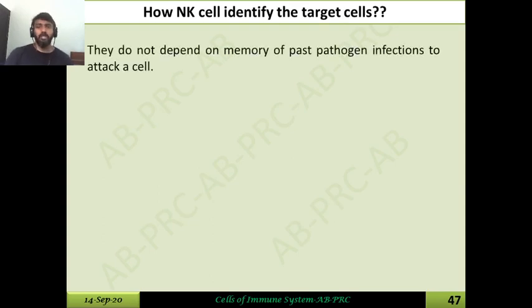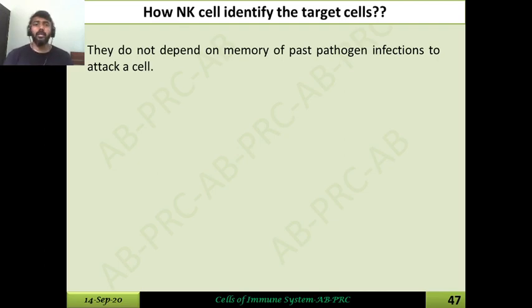Then one of the most important questions is how this NK cell identifies the target cell. In the previous videos, we have seen how B cells recognize antigens, and also how T cells recognize antigens. We know that B cells will interact with the foreign substances through the B cell receptor. Similarly, T cells will interact with antigens through the T cell receptor, and already we have discussed in detail that the antigen is supplied along with a self molecule called MHC, usually presented by the antigen presenting cells or altered self cells.